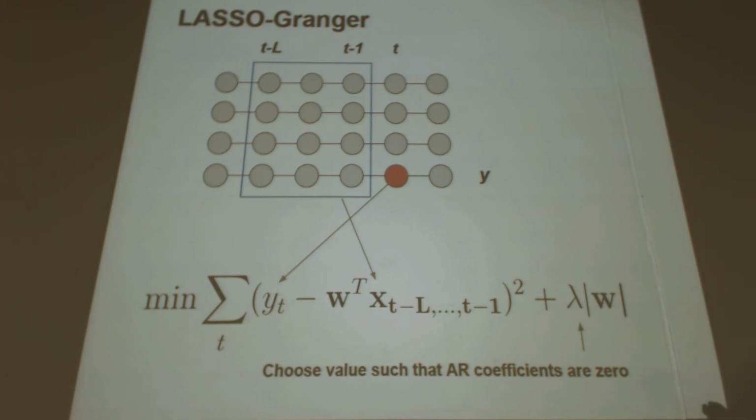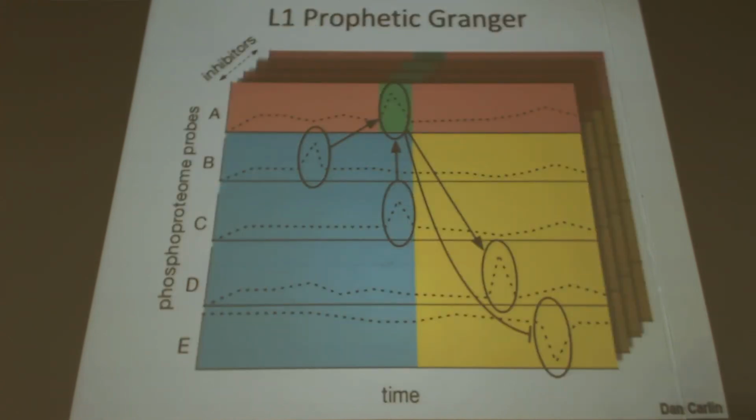And if there's something that's not zero, then, based on the Granger suggestion, that says that there's probably some sort of causality that goes on from that time series to the time series that we're trying to predict. Now, this is a paper that's been published already, like Lasso Granger. What we've done is we've taken it, yes?